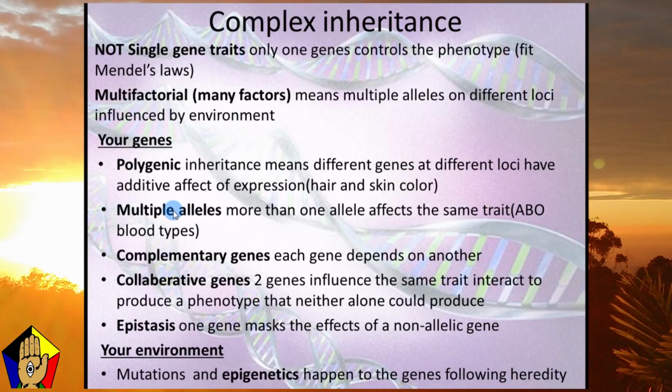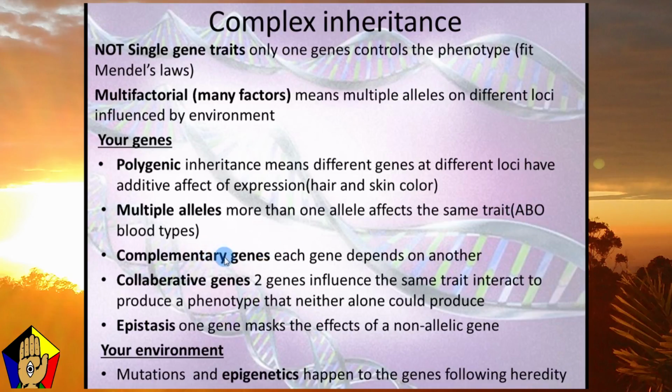So multiple alleles can affect what's going on. Remember A, B, and O? You have an A that's affecting you, the B that's affecting you, that can be codominant. You have the O that can be recessive compared to these two. So it's more than one. If you have the gene for A and the gene for B, you have AB. Right? Remember, if you have A and O, you have type A phenotype.